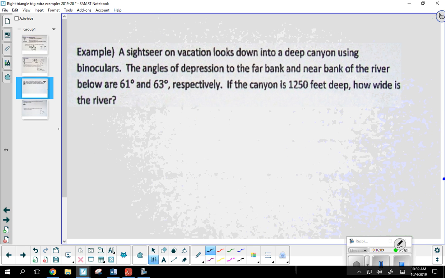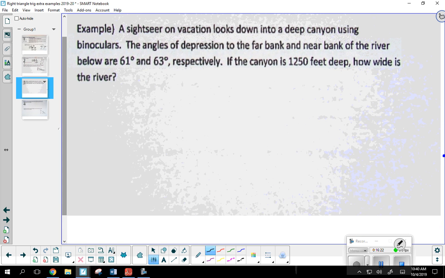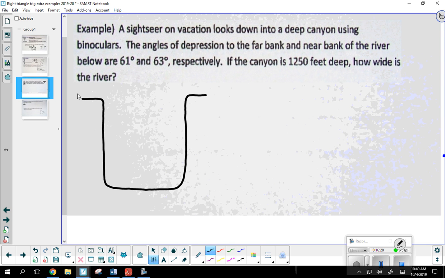Okay. All right. So the angles of depression to the far and near bank of the river are 61 degrees and 63 degrees respectively. If the canyon is 1,250 feet deep, how wide is the river? Okay, so what I always suggest, and what helps me, because I'm a very visual person, is to sketch a picture here. So that's my version of a canyon. Not that it's going to be completely flat at the bottom, just for the sake of this problem.